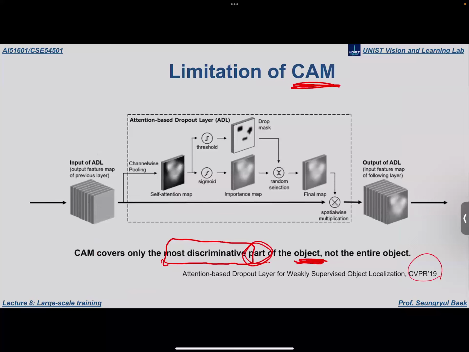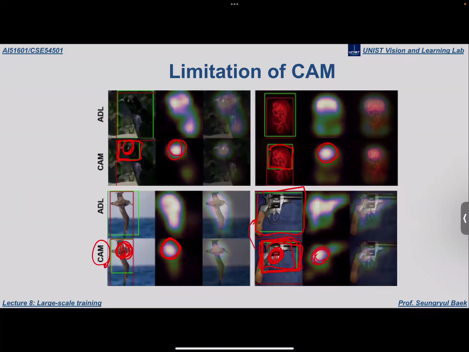So in this paper, they are purposely using thresholding and making some mask and dropping on purpose. They want to remove the most discriminative part and randomly apply this mechanism during training to make the CAM attend to some less discriminative parts. Okay, so this is an interesting idea, so I attached it here.